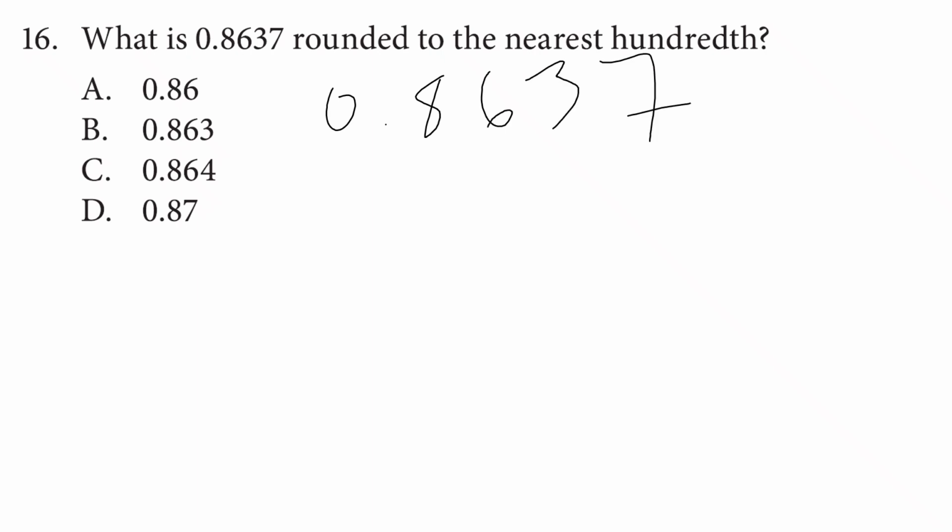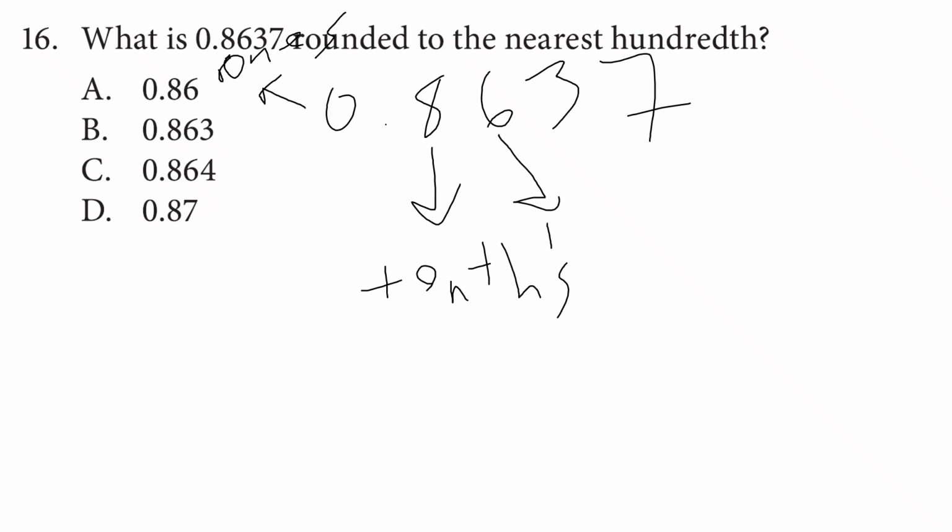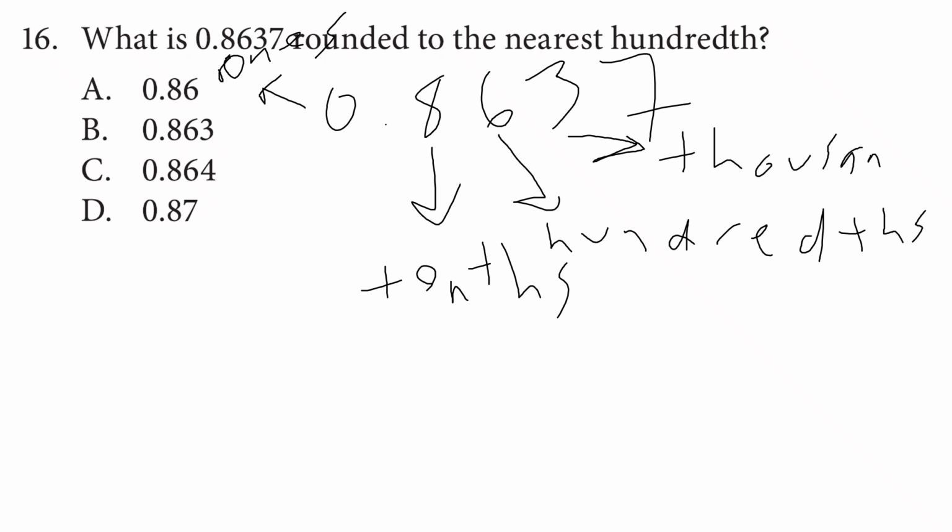So this number, the 0, that's in the ones place. This 8 is in the tenths place. The 6 is in the hundredths place. The 3 is thousandths. And the 7 is ten thousandths.